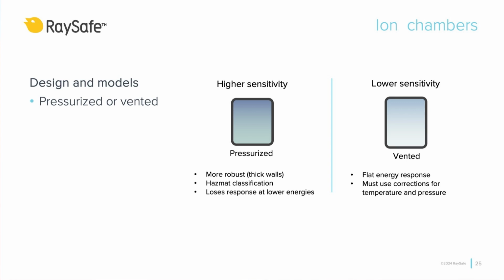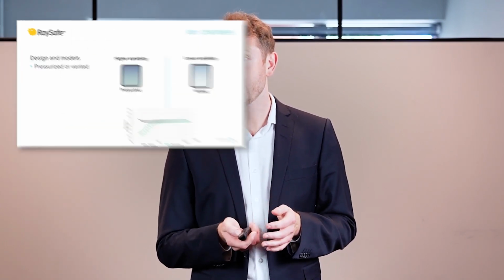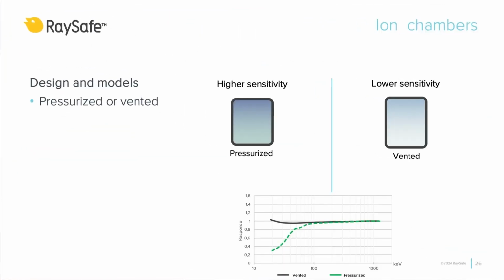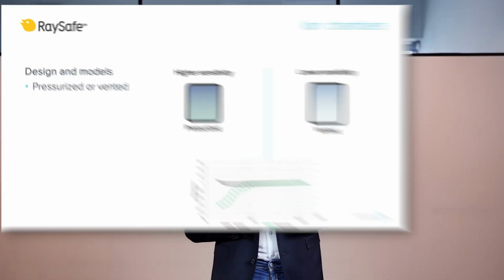To keep the pressure, we need thicker walls, and if the pressurization is high enough, there is a chance that the meter gets classified as hazardous material, which causes more administration and increased transportation costs. Another drawback, again depending on application, is that thicker walls stop low energy photons from reaching the chamber, meaning the meter has lower response at lower energies. This can be seen in the energy response graph of a vented and pressurized ion chamber. The green one is for the pressurized, and we can see the drop in response for lower energy photons.